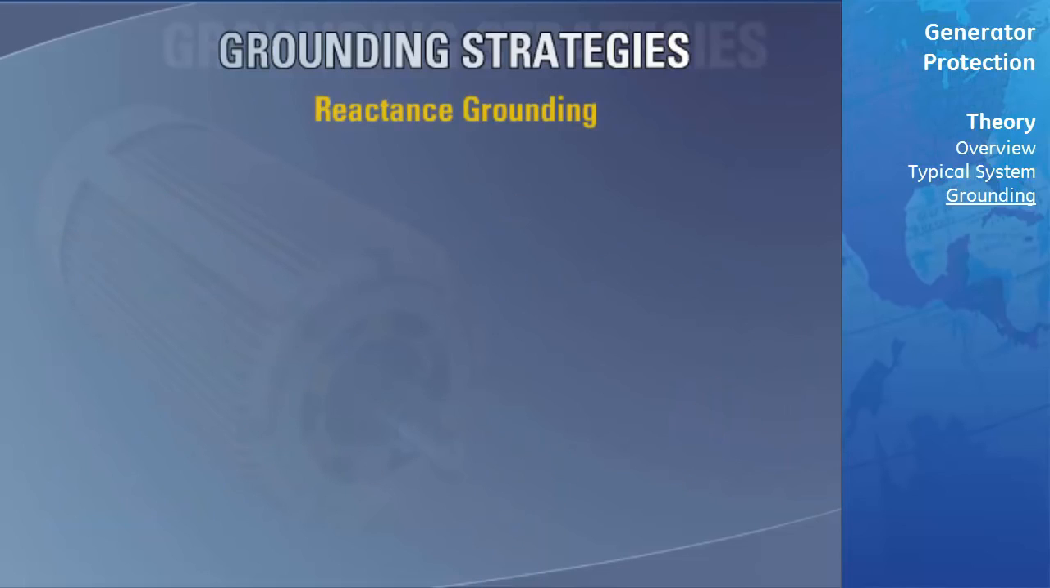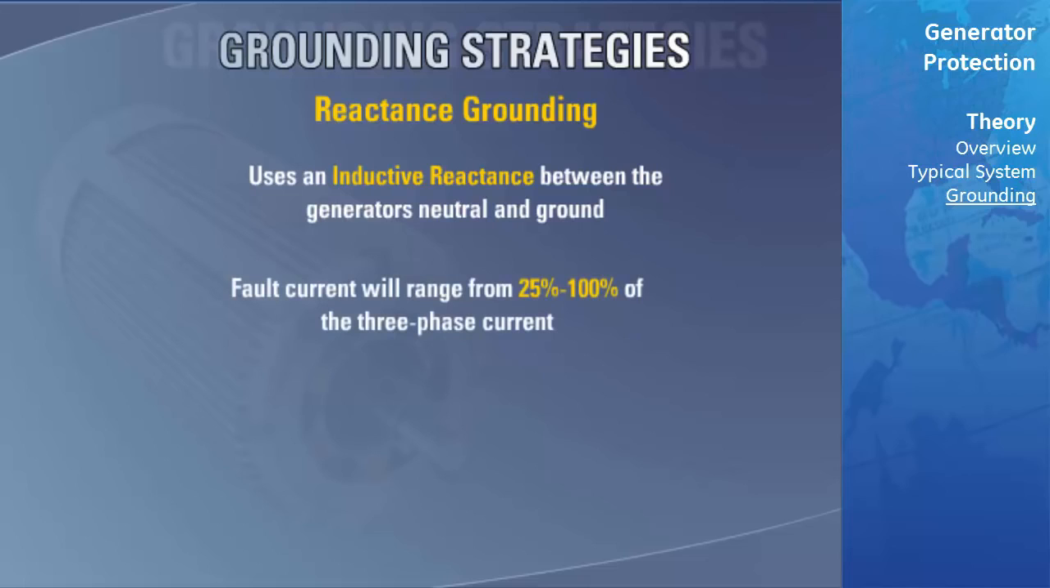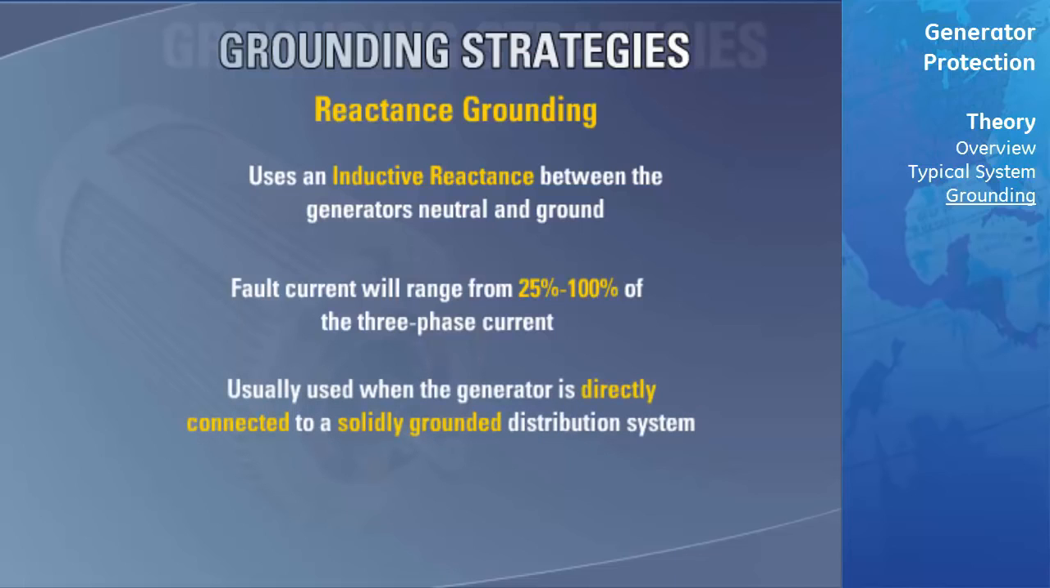The third strategy is reactance grounding. This method uses an inductive reactance between the generator neutral and ground. With this type of grounding, the phase-to-ground fault current will range from approximately 25 to 100% of three-phase current. This grounding method is usually used where the generator is directly connected to a solidly grounded distribution system.